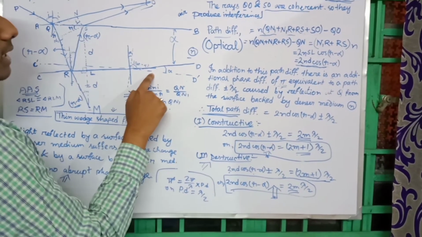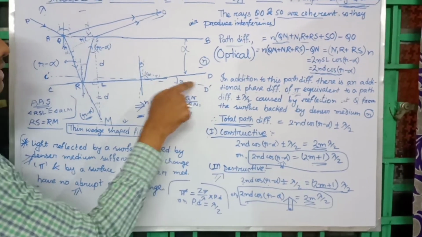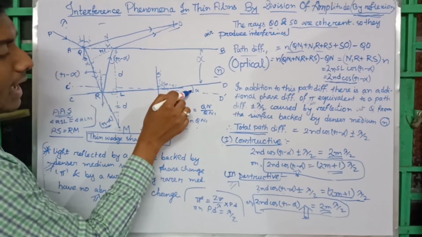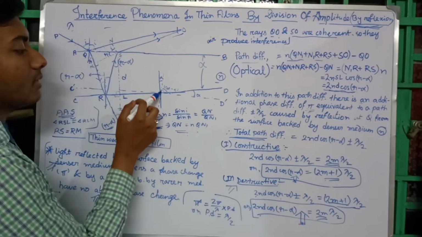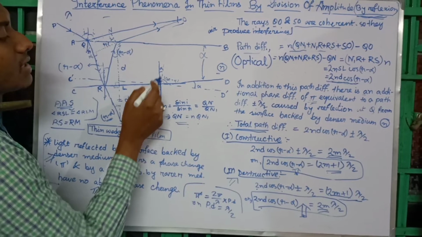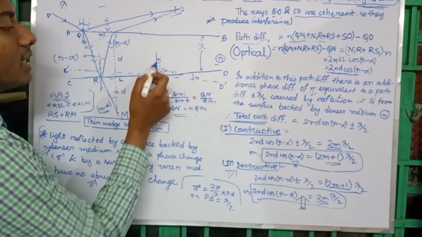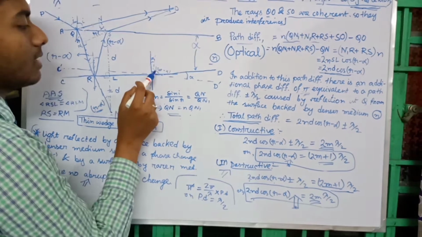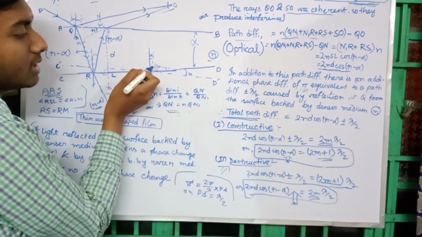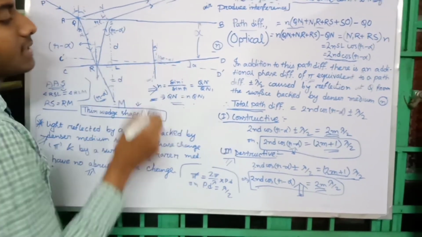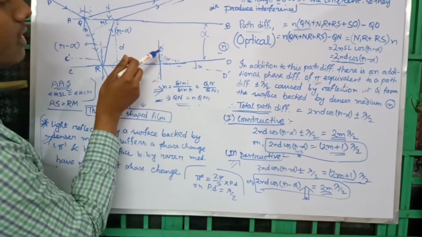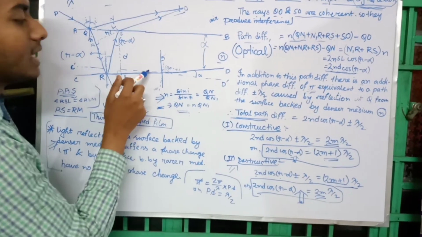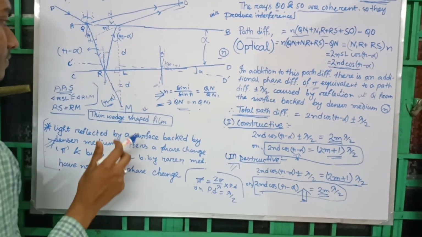So we can see that if this angle is alpha and these two lines are parallel, then this will also be alpha, and the dotted line is perpendicular to C dash D dash, and the straight line is perpendicular to CD. So if this angle is alpha, then this angle will be 90 minus alpha. And if this angle is 90 minus alpha, then this angle will be 90 minus 90 minus alpha, or simply alpha.